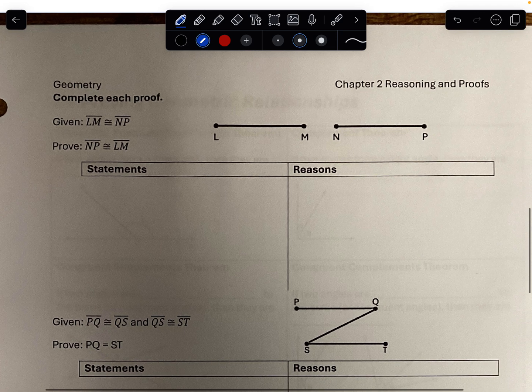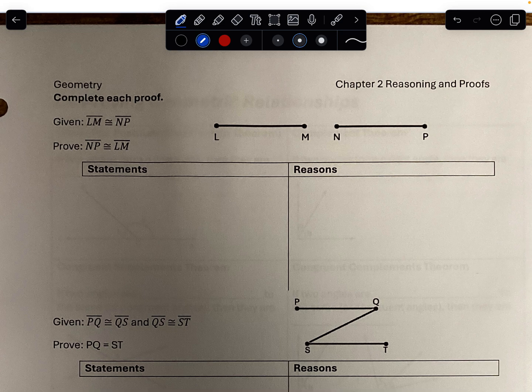Okay. Now the nice thing for you is today on your work, you're going to have steps given to you. Some of them are filled in, so it kind of helps you work through those together, okay? Now, we all know our first step in the proof is to state what? The given. What's the given here? Okay, LM. Segment LM is congruent to segment NP.